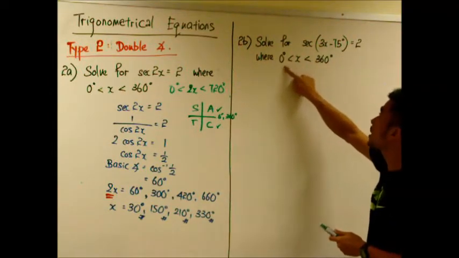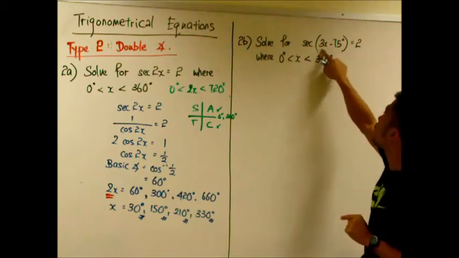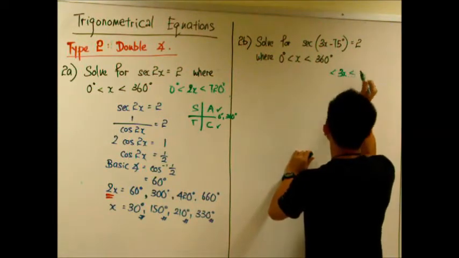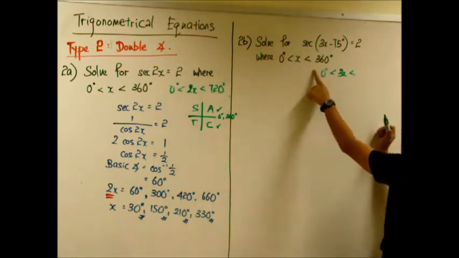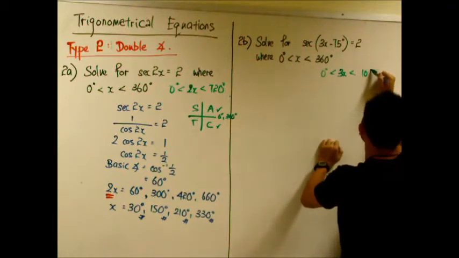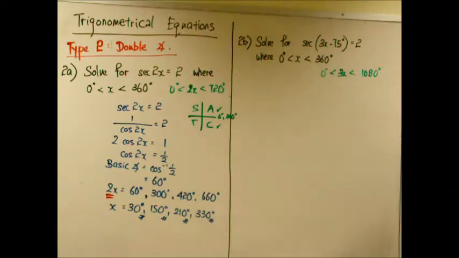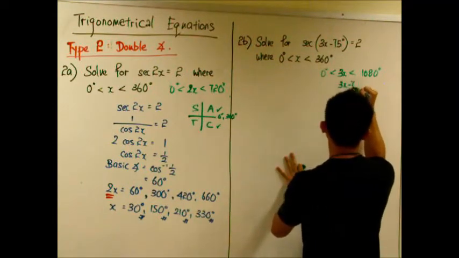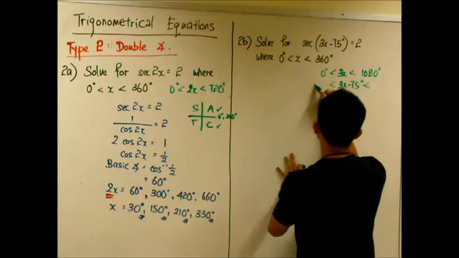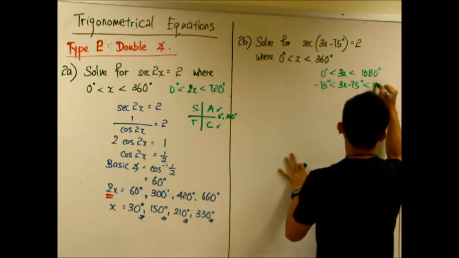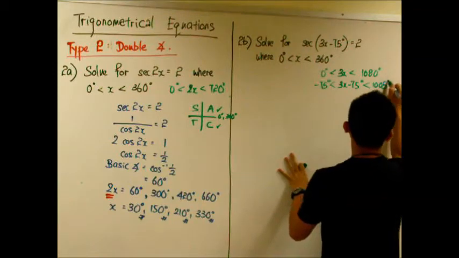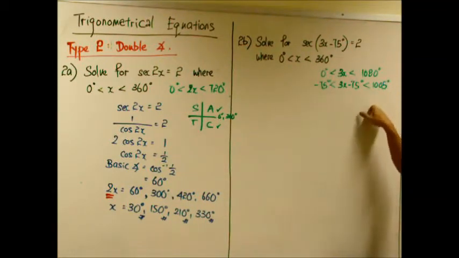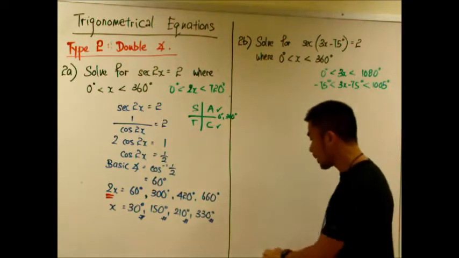The given range is between 0 to 360. But we are dealing with 3 cycles of solution. So with the use of the calculator, 3 cycles will actually go up to 1080 degrees. But take note of the negative 75. So we can only accept the answer if they fall within this range. Alright, now we are ready to begin.